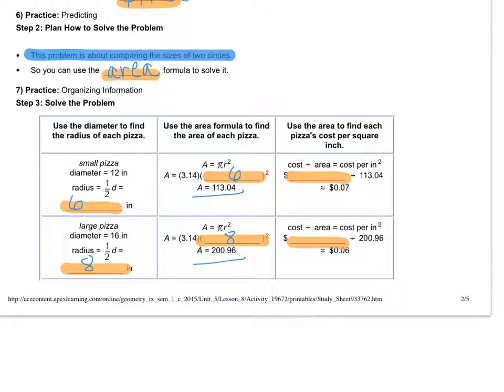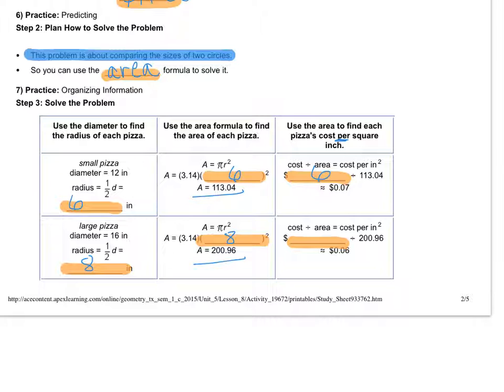So then our last step, it says use the area to find each piece's cost per square inch. So when you see the word per, know that you're going to be dividing. So what we're actually going to divide is the cost of the pizza by our area. The cost of my small pizza is actually $6. So 6 divided by 113.04 is about 5 cents per square inch.